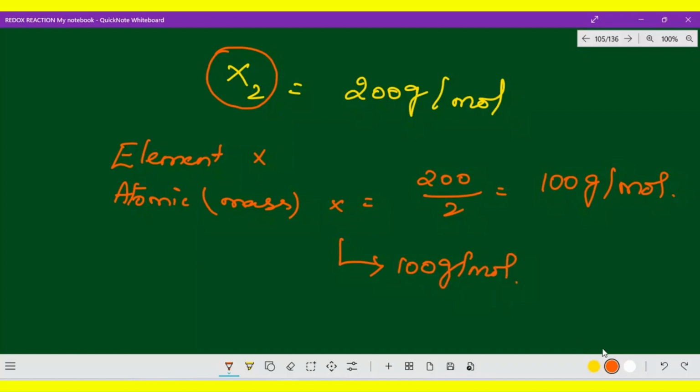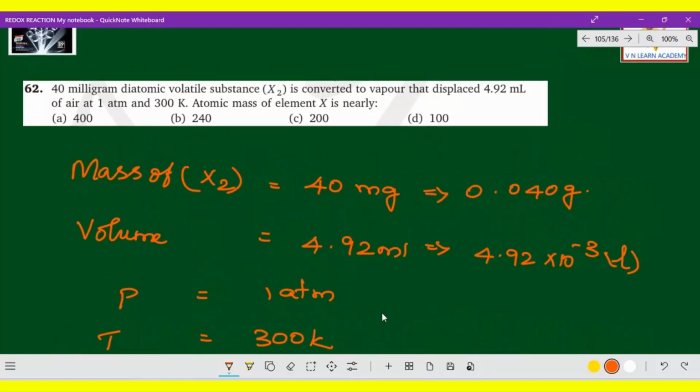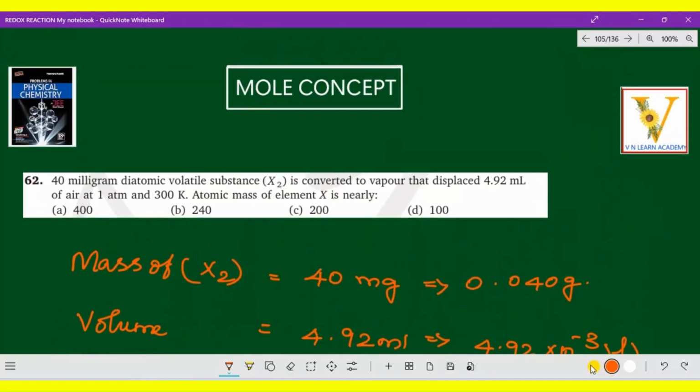I hope you got the clarity now. Which is the correct option? Let us check how we identify this complete idea. Yes, which is the correct option? Option D is the correct option. I hope you got the clarity. Come on, let's go to the next question.